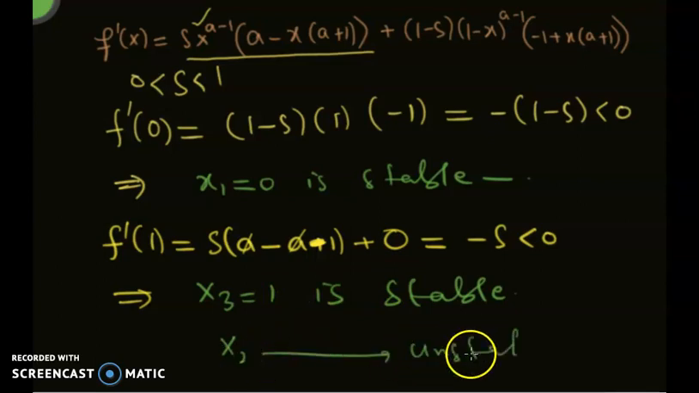We have to show that x2, what was x2? We have calculated the expression for x2, and x2 was between, in fact, 1 and x3. Now we will show that this x2 is unstable. So let's do it.